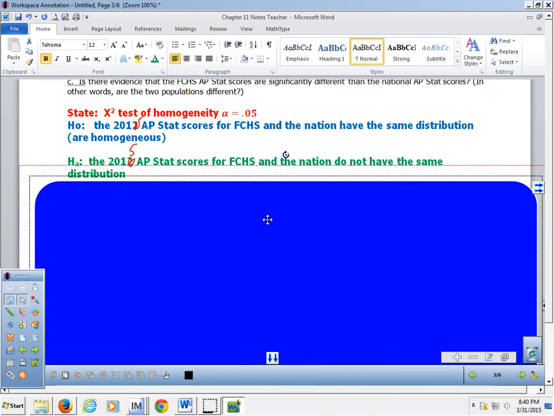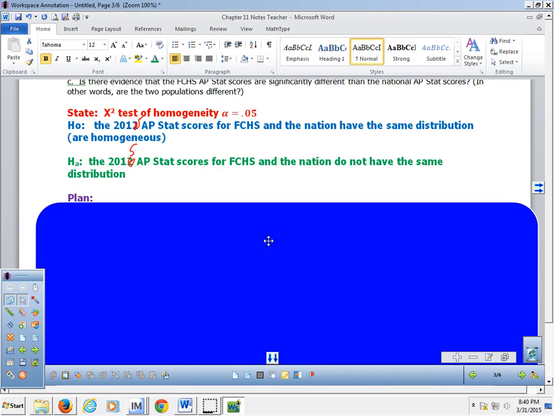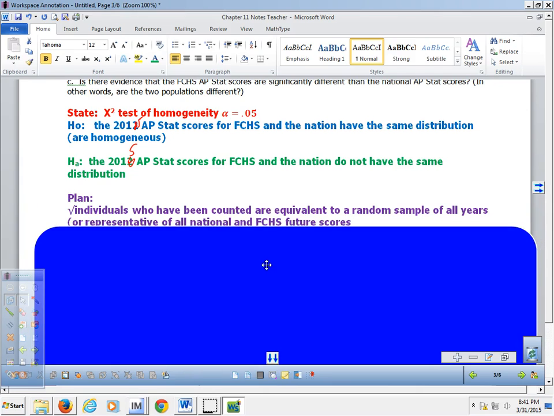Okay? So, plan. Let's plan this out. Well, we've already stated the name of our test, which we could put here if we really wanted to, but we're going to perform a chi-squared test for homogeneity at the 5% level. But it only makes sense to do this as long as some conditions are met, right? And our first condition is supposed to be our random condition. Well, we did not randomly choose students from FCHS or from the national group. So how do we satisfy this random condition?